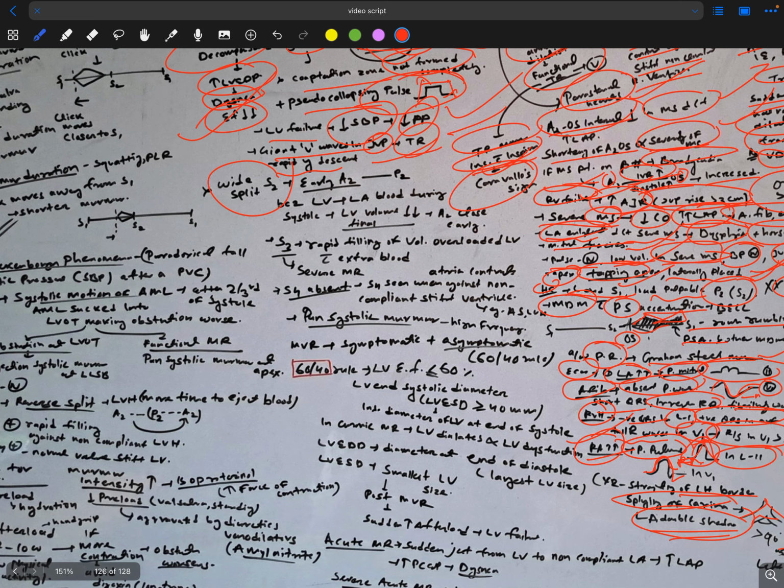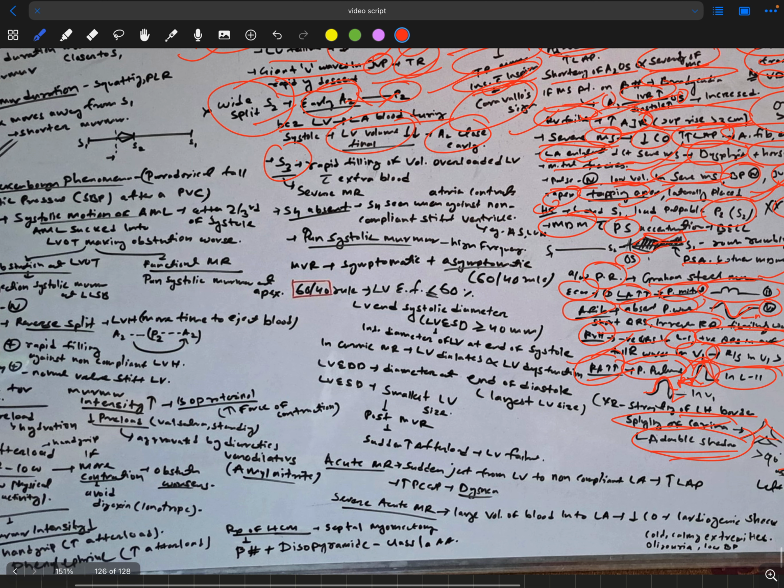So there will be wide split of S2, early A2, because there is less volume inside the left ventricle. A2 will be early, P2 will be as usual late. So there will be wide split of S2 because of decreased LV blood volume during systole. So A2 will close early.